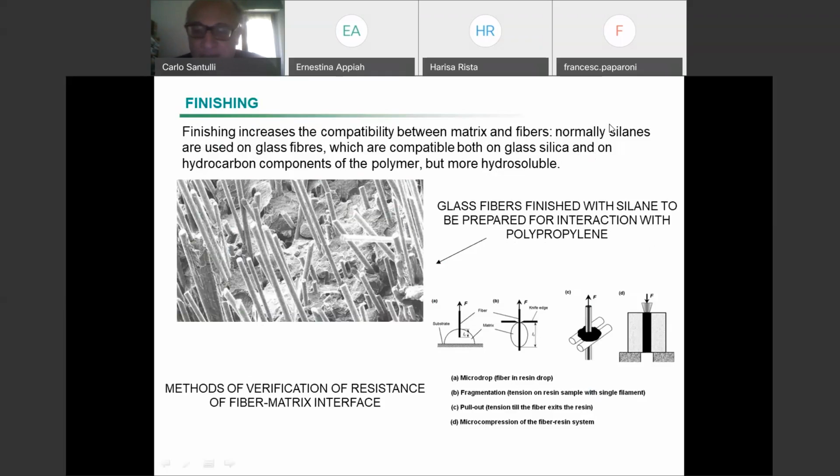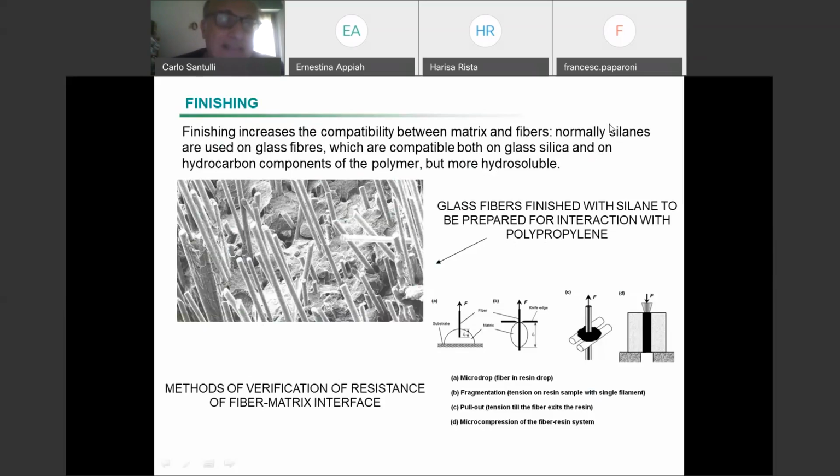And therefore you can do a number of different tests. You can have a micro drop, so a fiber in resin drop. You can have the fragmentation test. The fragmentation tests are also very interesting to measure the critical length, beyond which the material behaves as a composite. So the fiber acts as a reinforcement. And you will see it practically because the tensile strength with fibers below the critical length drops. At a certain point the values drop because the fibers are no longer reinforcing.